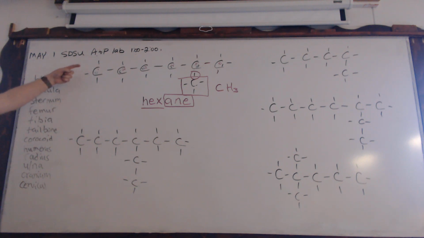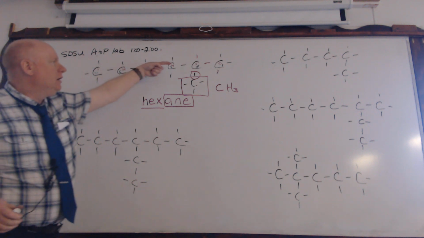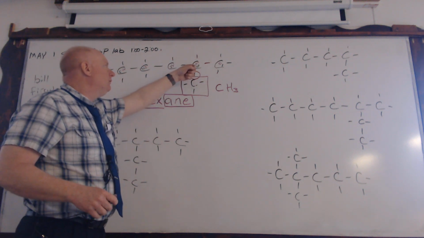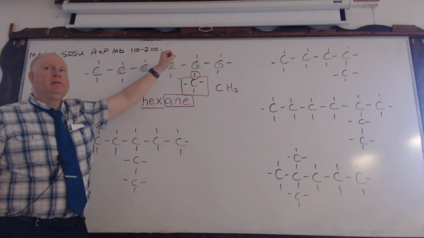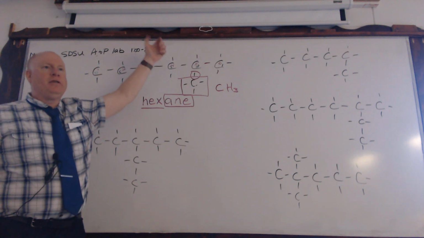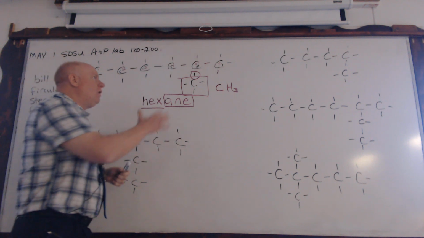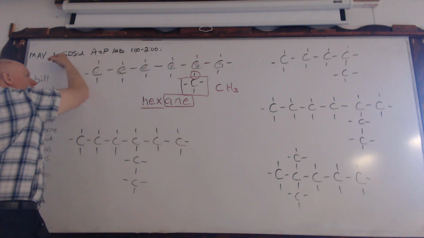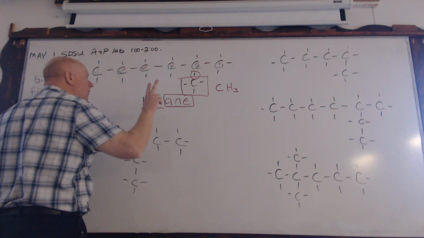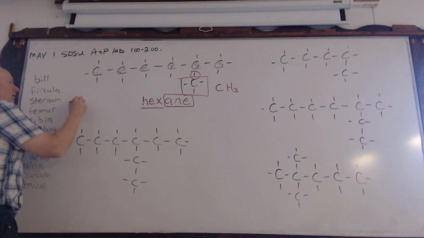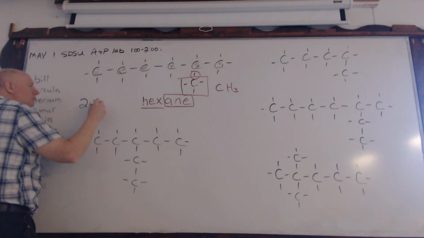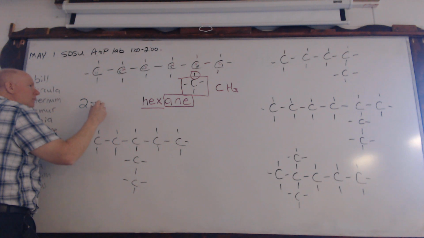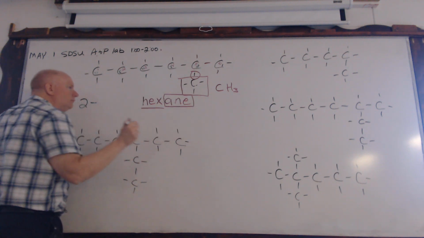If we go left to right, this methyl group is on which carbon? It's on number 5. If we go right to left, it's on which carbon? 2. So, what number are we going to put here? 2. And what is it that's branching off of this second carbon? What's this called? Methyl group.